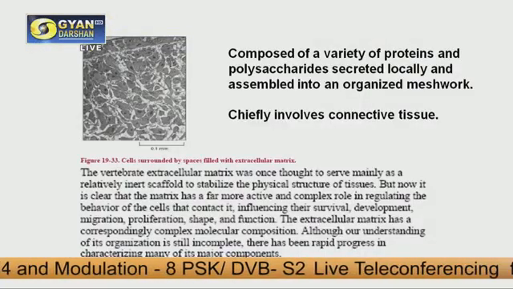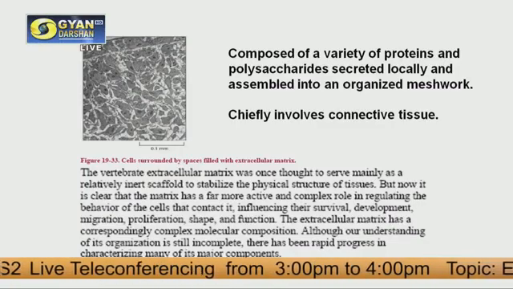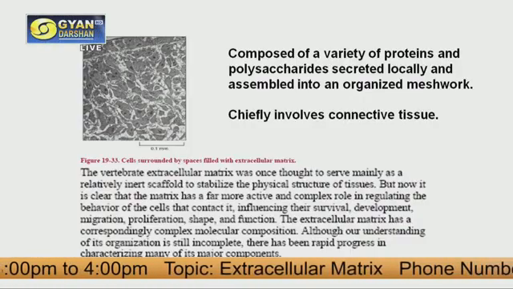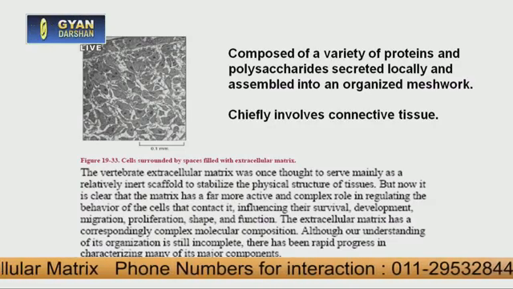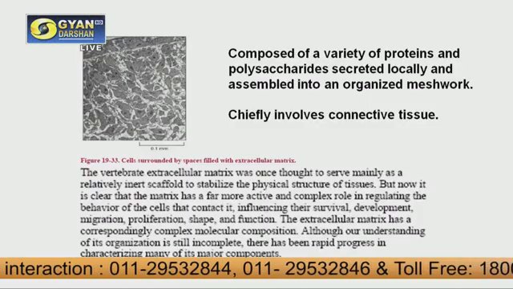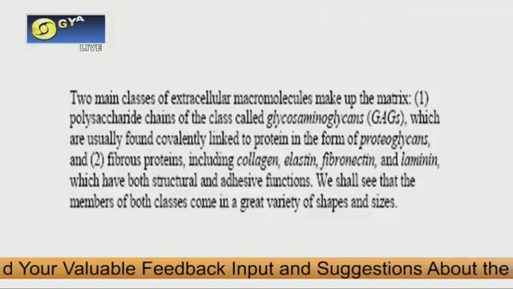The vertebrate extracellular matrix was once thought to serve as a scaffold. That means initially it was thought that it just plays a role in maintaining the structure. But now it has been shown that it has a more active and complex role in regulating the behavior of the cells, in regulating the survival, development, migration, proliferation, shape and function of a cell. So it has a tremendous role to play with regard to the functioning of a cell, not only the structure but also the function.